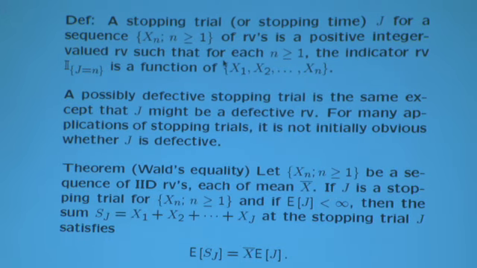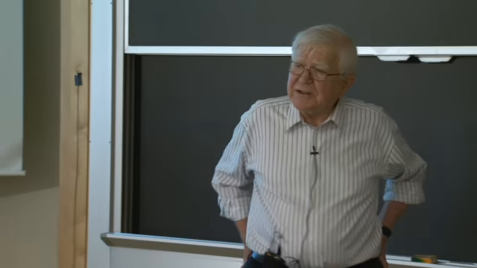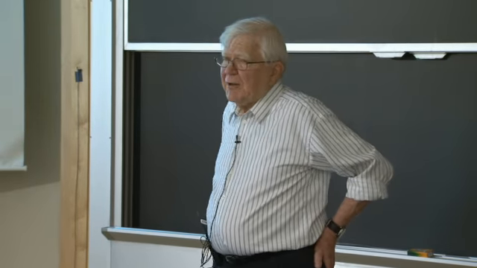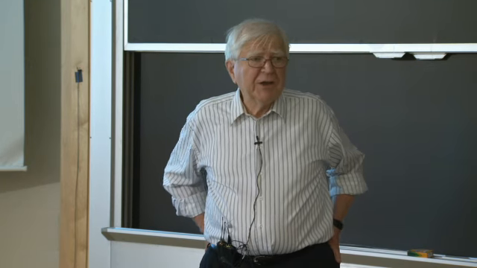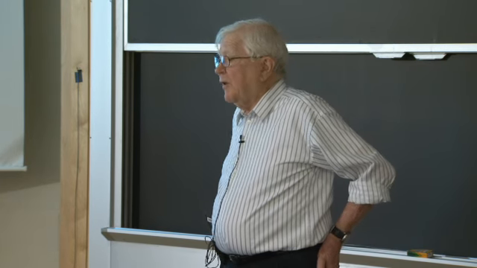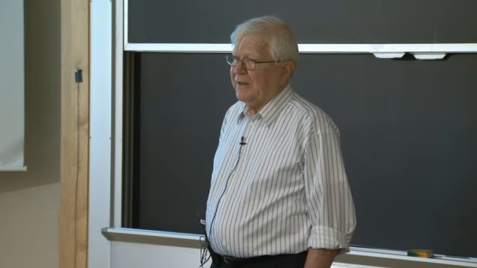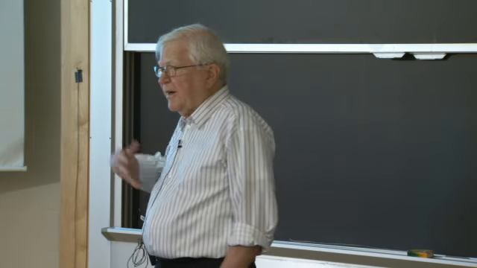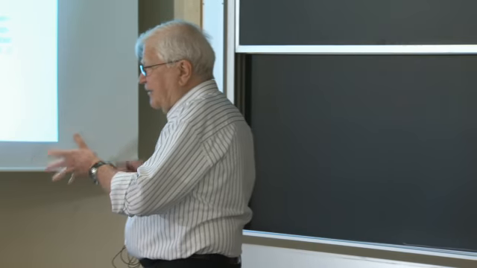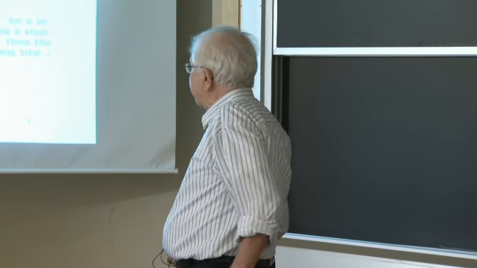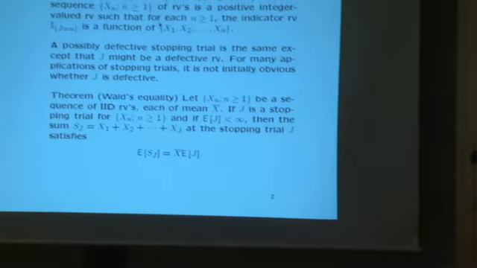A possibly defective stopping trial is the same, except that J might be a defective random variable. And the reason you want to have possibly defective random variables is that before you start analyzing something that might be a stopping rule, you generally have no way of knowing whether that actually is a stopping rule or whether it's a defective stopping rule. So you might as well just say it's a defective stopping rule to start with and show that it's not.